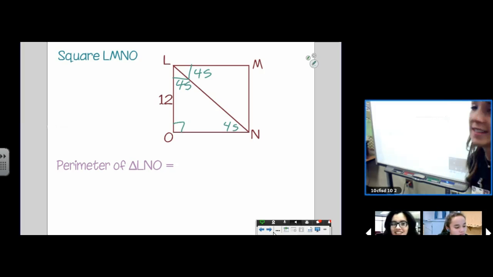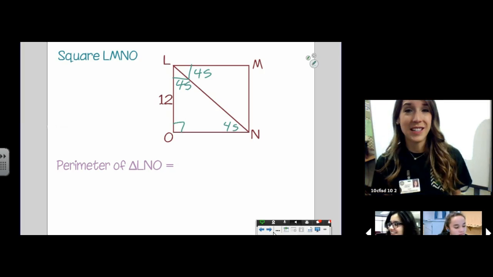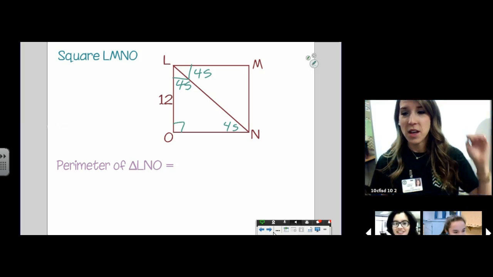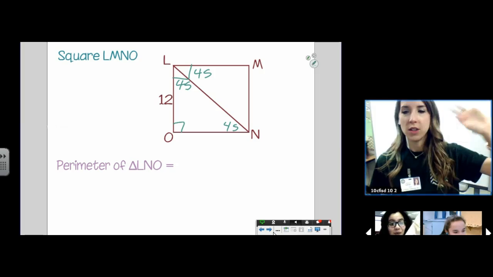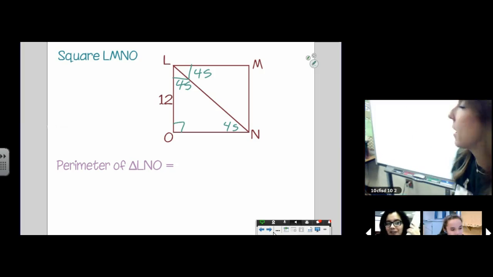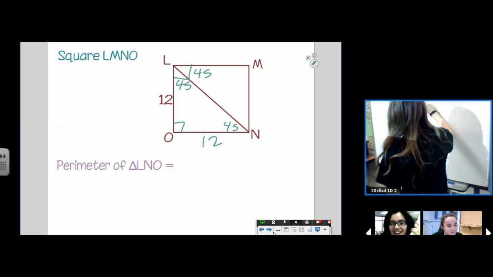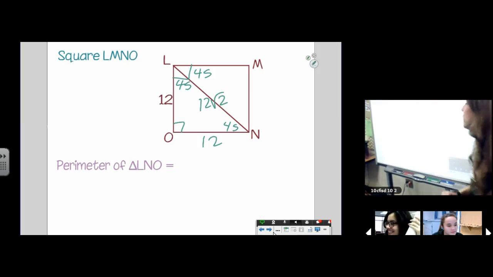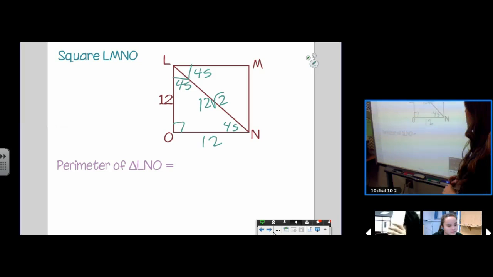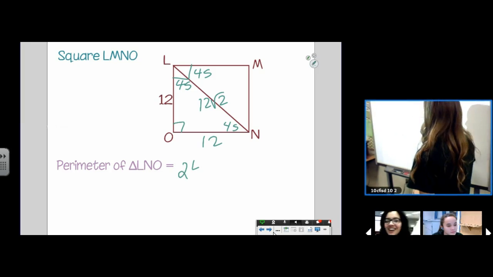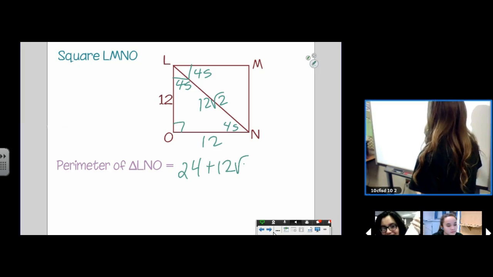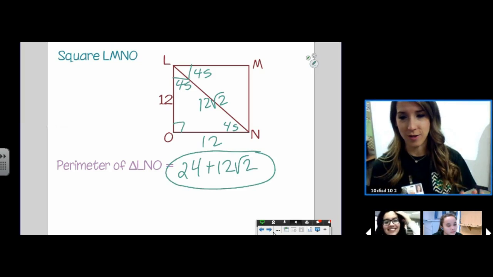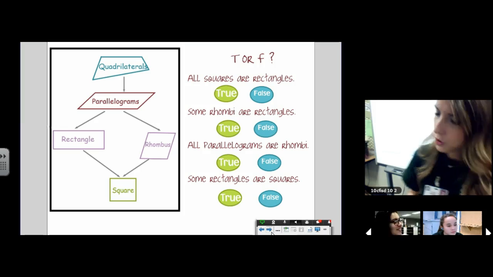So when you draw a diagonal of a square, you create 2 isosceles triangles. Good. So we can use our shortcut, 12, 12, 12 root 2. So if I wanted to find the perimeter of LNO, it would be 24 plus 12 root 2. No, we do not combine an integer with a radical. Good. True or false? Sorry.